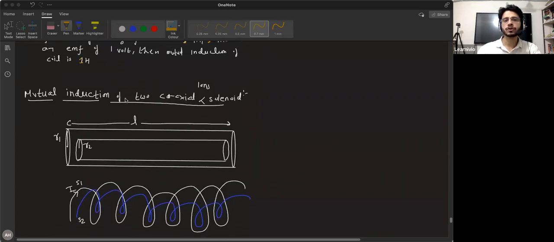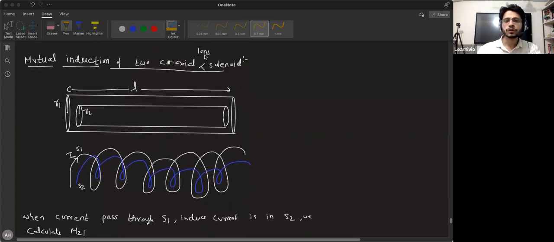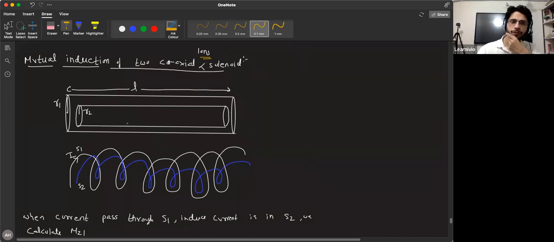So this is the first question. In the first question, you have to calculate the mutual induction of two coaxial solenoids. Two coaxial solenoids means two solenoids having the same axis. So you have two solenoids, solenoid 1, solenoid 2. The inner one is 2, the outer one is 1.